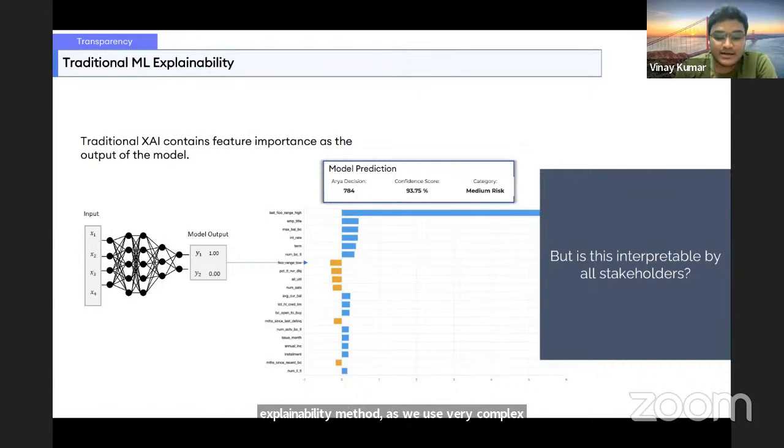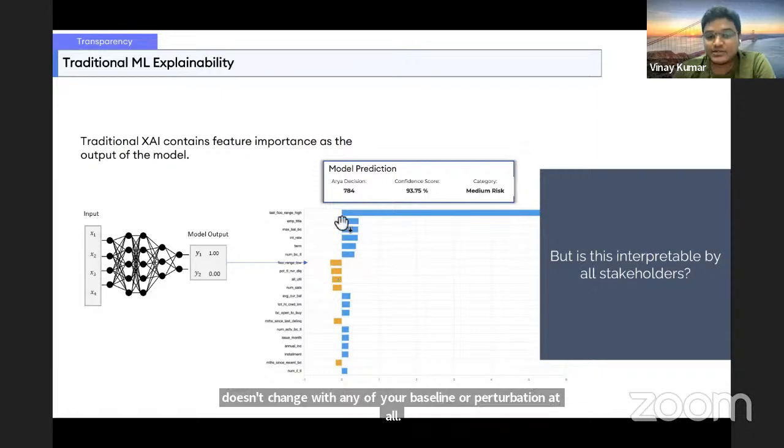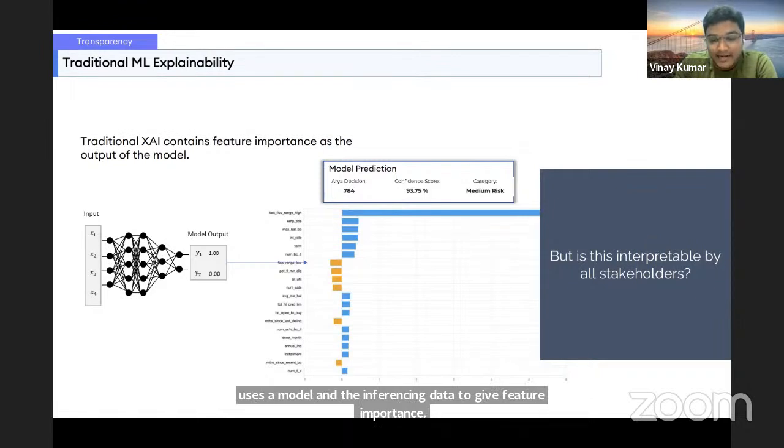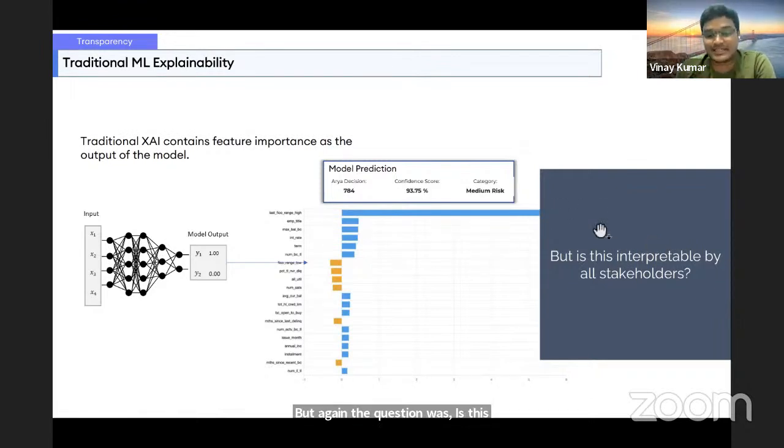So we created that explainability method that helps us understand what's happening inside the network in between the layers. And we use that information and propagate it to the features as well, which is feature importance, for example. Unlike methods like SHAP and LIME, it's a lot more stable. It doesn't change with any of your baseline or perturbations. It uses the model and the inferencing data to give feature importance. But again, the question was, is this understandable to an underwriter, to a regulator? That's the question, because even when we did this, many of the stakeholders don't understand this set of information.